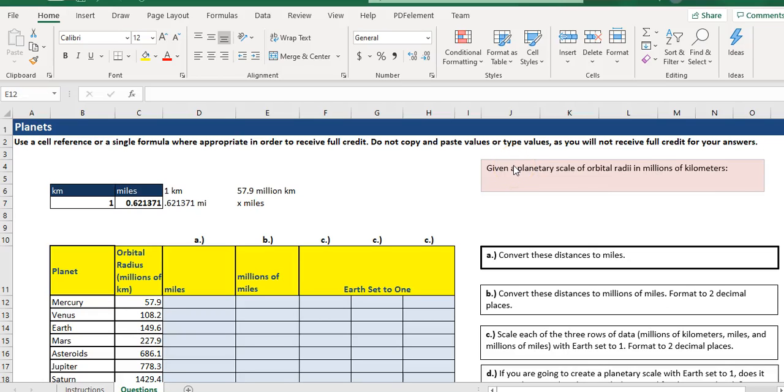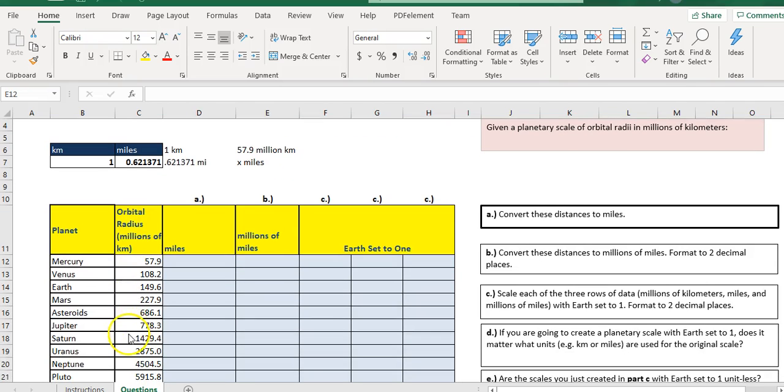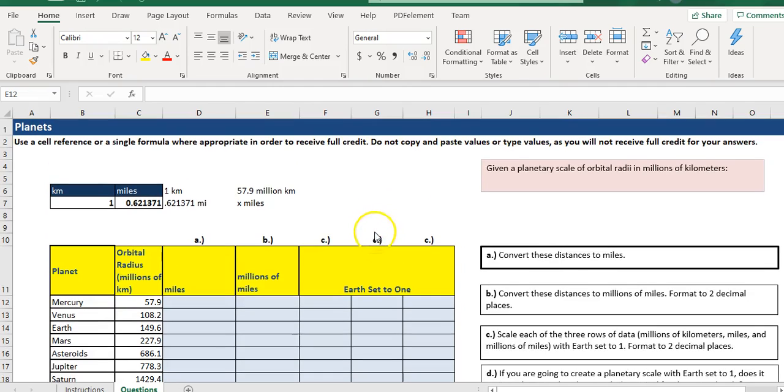All right, so this is the Chapter 3 Planets program, and what you're given here are different planets, the orbital radius in millions of kilometers of each of the planets, and then they're asking you to convert it to miles, millions of miles, and then a ratio. We'll talk about that in a second. So information that you're given that's important is this table here.